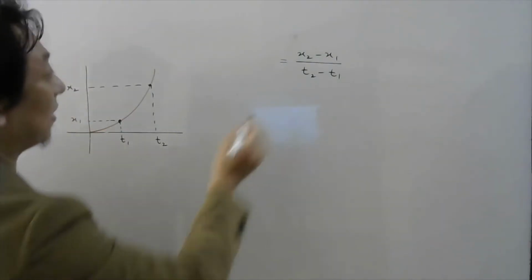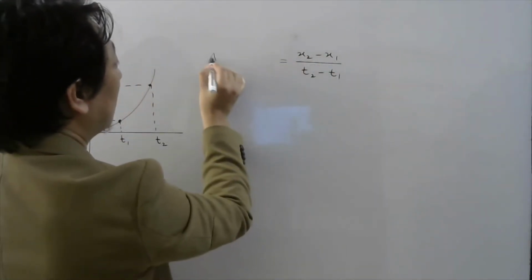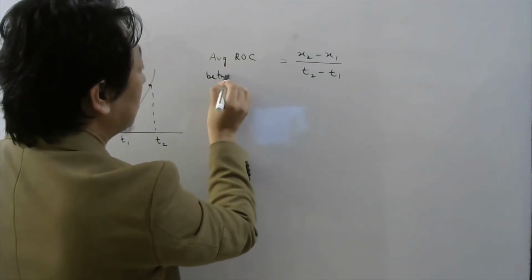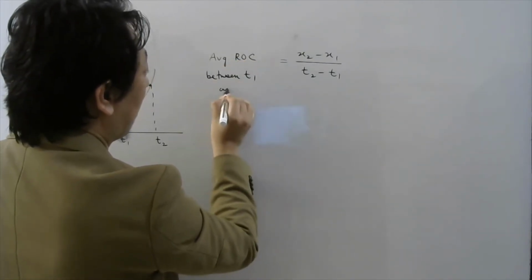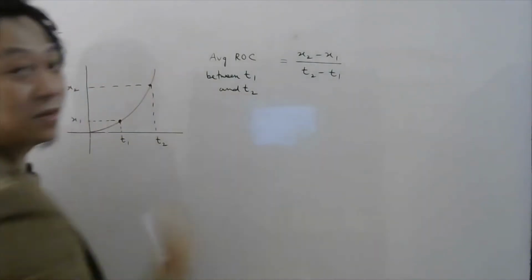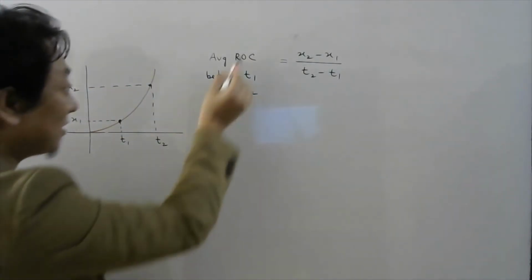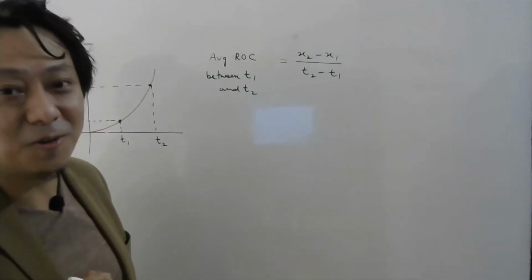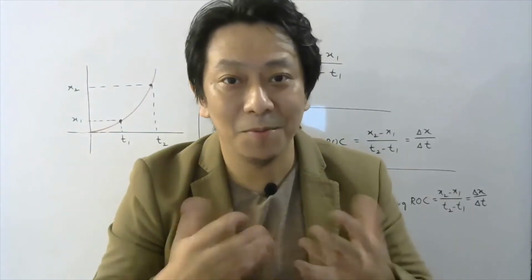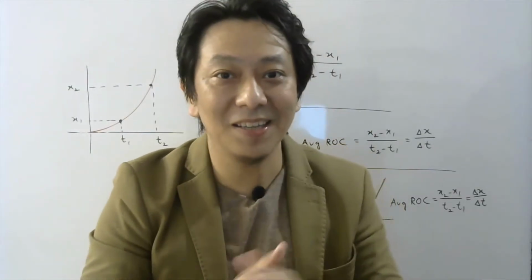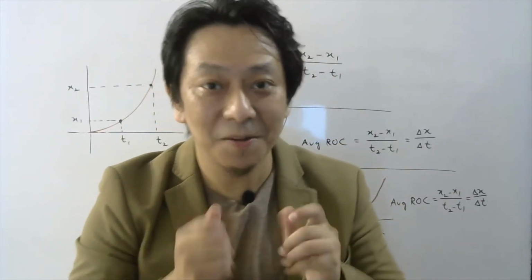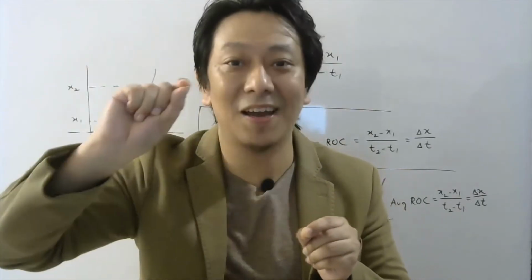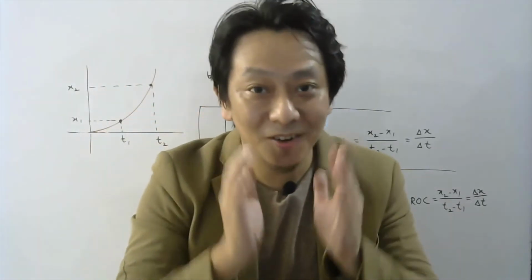But what we can say is this ratio is nothing but the average rate of change between which moments, t1 and t2. But I want to know the instantaneous rate of change, not the average rate of change. How am I going to do that? Let's see. Before I continue further, please remember that in the first example, when the graph was a straight line, the rate of change was constant.